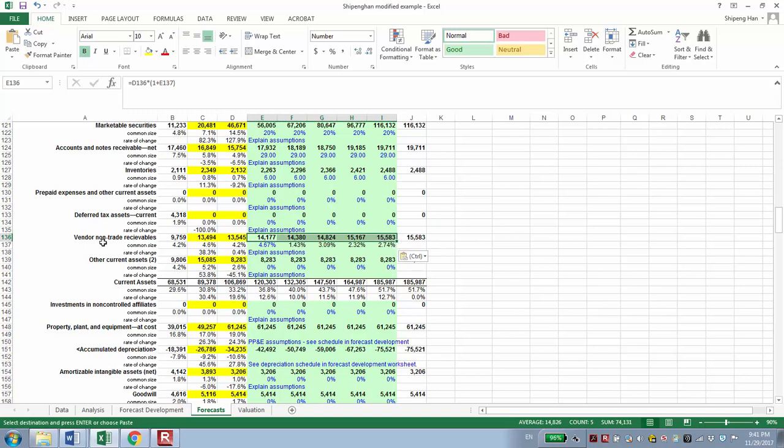Okay, so that's the forecast vendor non-trade receivables. Other current assets, we have no clue what the definition of other current assets is. We simply assume it shares the same growth rate as revenue.